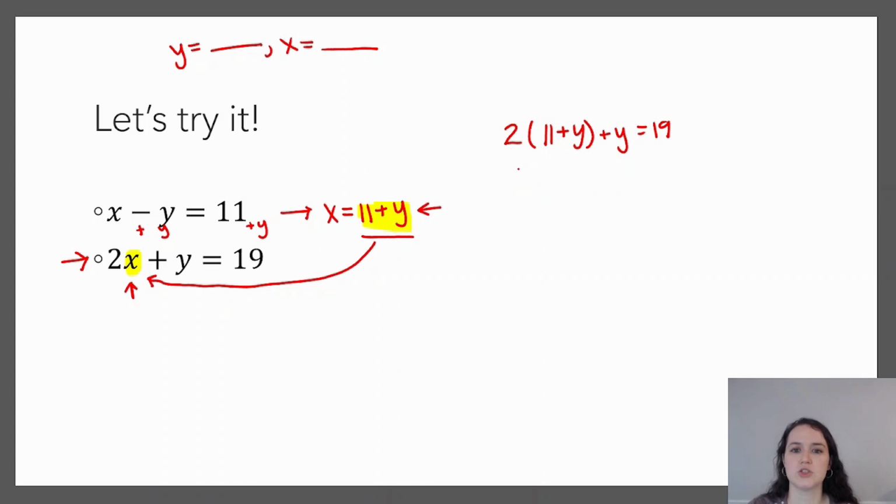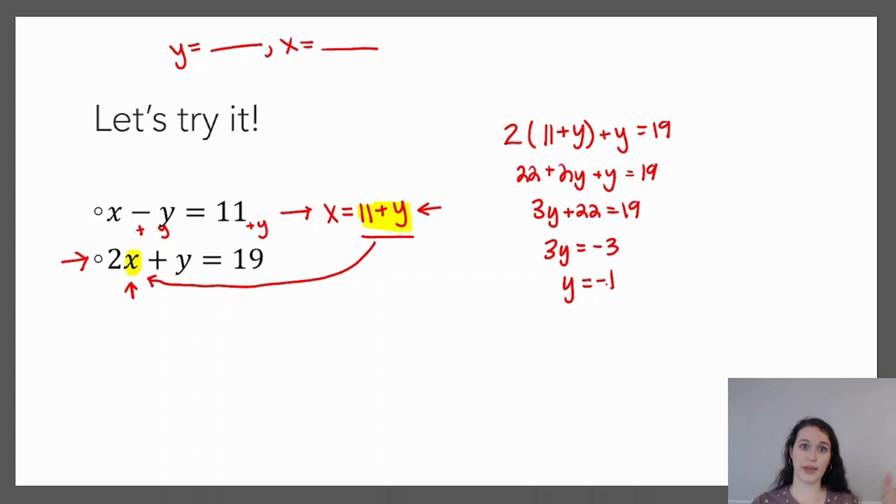Now I'm going to go ahead and distribute. So 22 plus 2y plus y equals 19. I'm going to rewrite this as 3y plus 22, just so it's in standard form, equals 19. Subtract 22 on both sides. It's just solving equations. I'm going to get negative 3, and then y is going to equal negative 1. So I've got one of my values. Remember, my answer is a coordinate point, and I know the y value is negative 1. Or you could leave it as y equals this, x equals that.